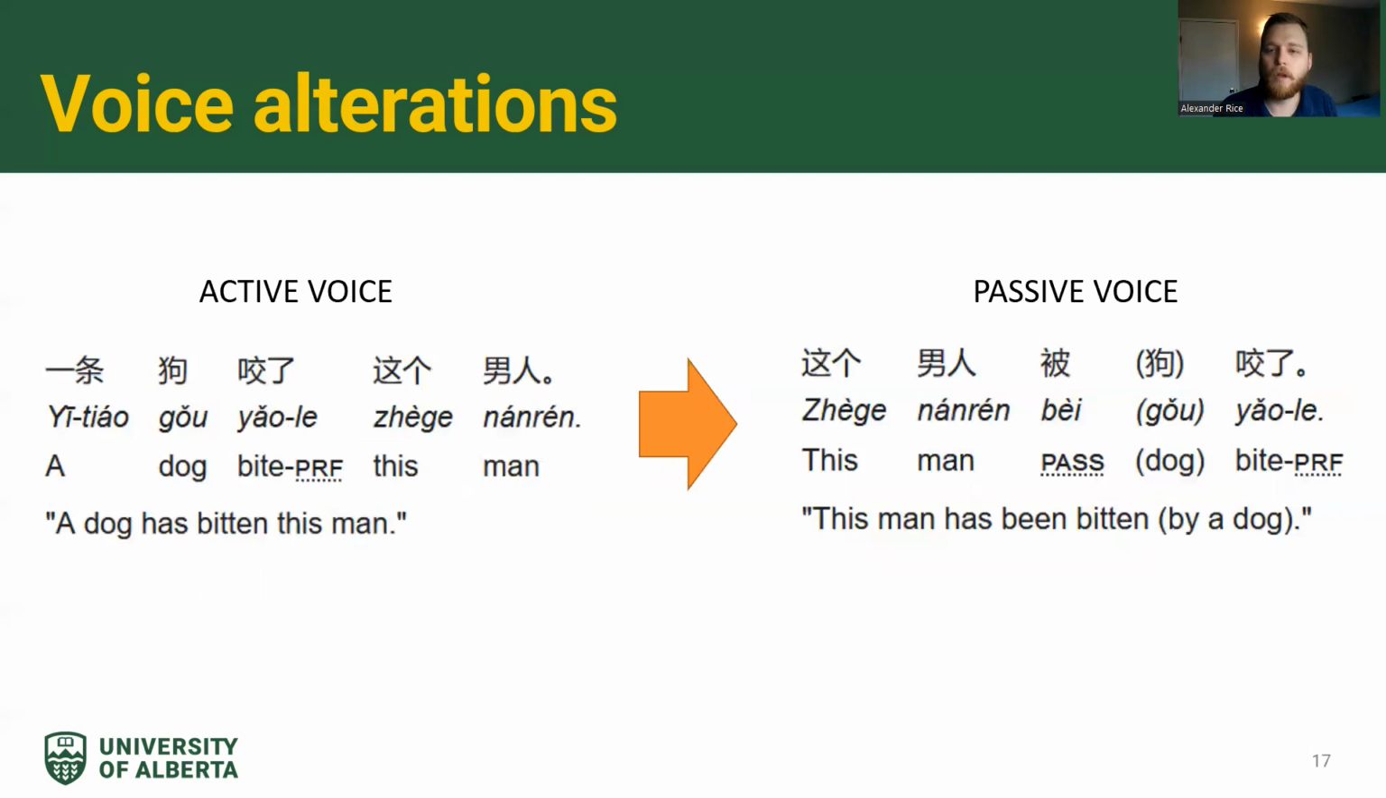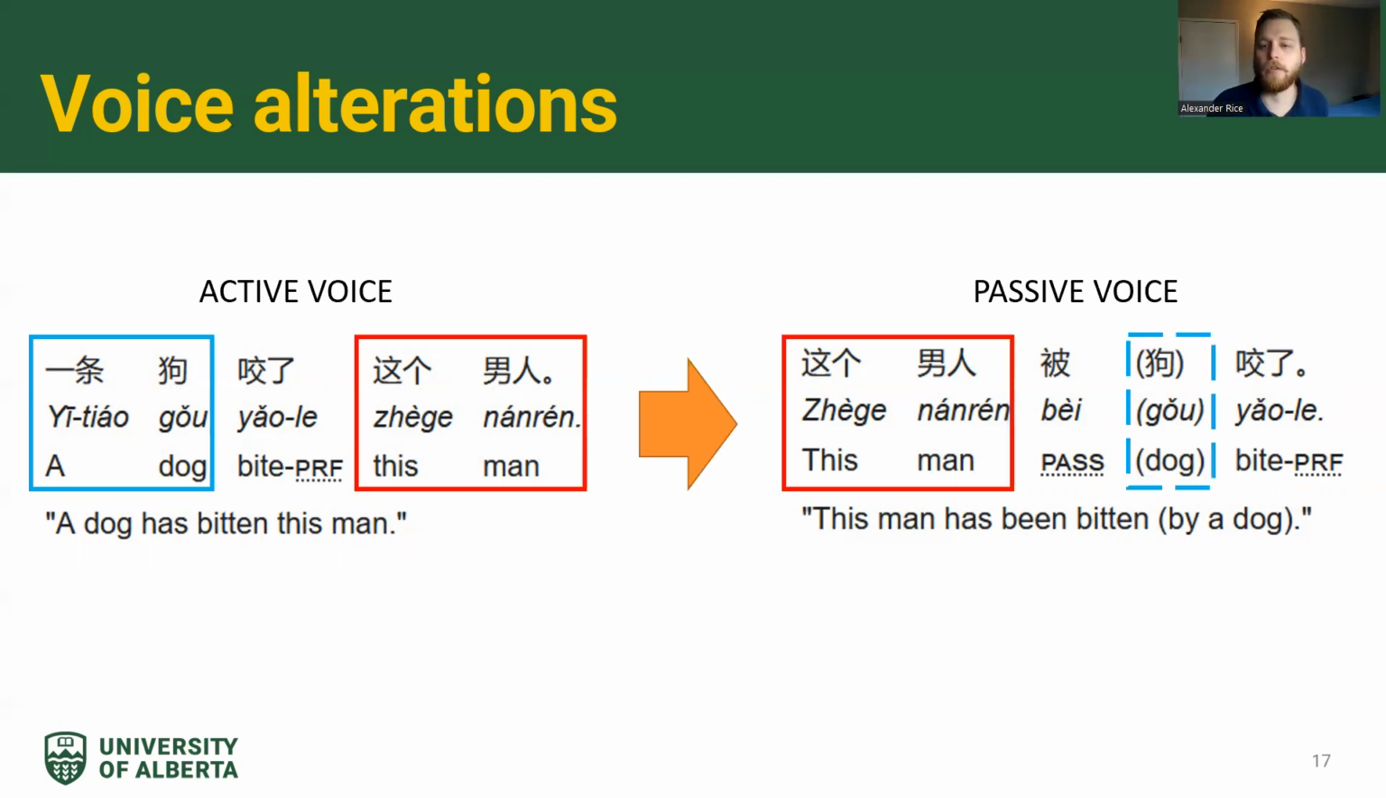Let's look at Mandarin Chinese. So we have a sentence. A dog bit this man. This is an active voice, right? The agent, the dog, is a subject and is front and center. But in the passive form, the dog gets moved over here. And in fact, it is optional now. It does not need to be expressed. The patient, the man, gets moved up to the front. Let's see, here's some colors to help keep track of the agent and the patient.